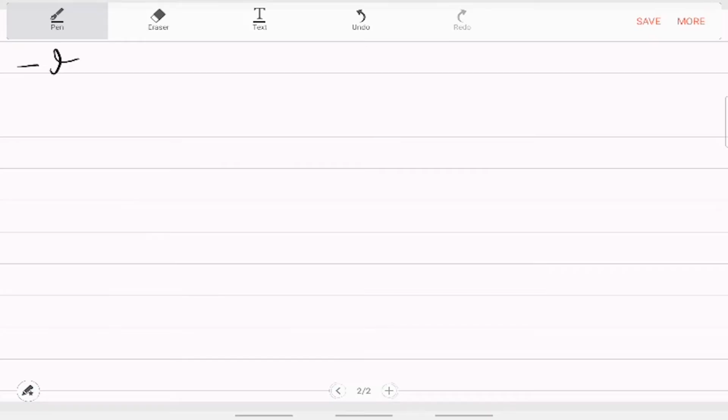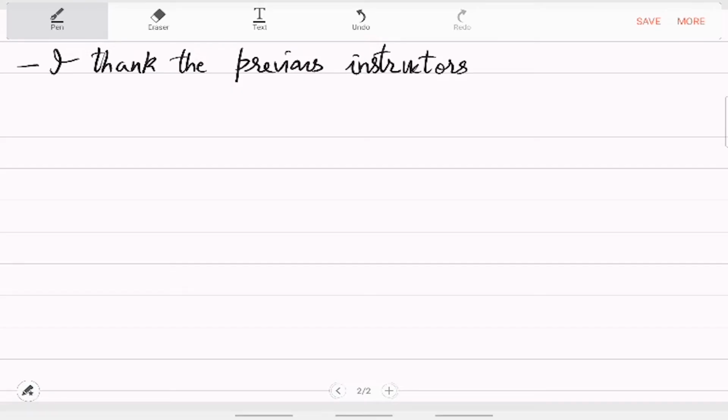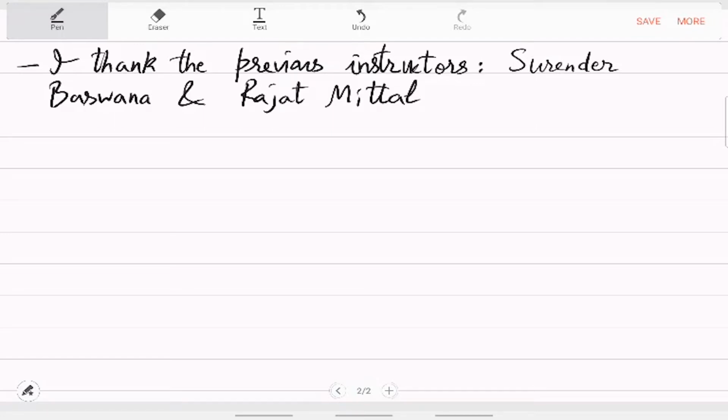I would start by thanking the previous instructors who have taught this course, Professor Surinder Baswana and Professor Rajat Mittal. Much of the material will be based on the standard syllabus of this course.